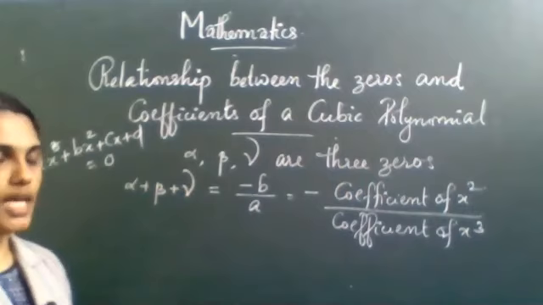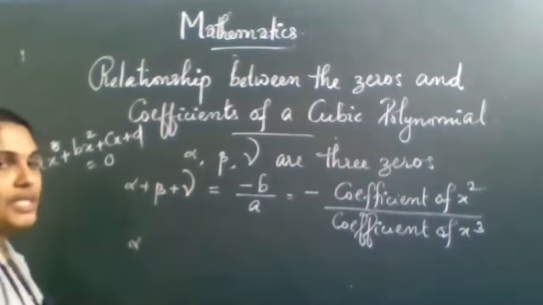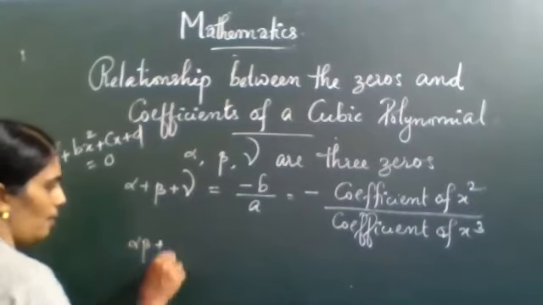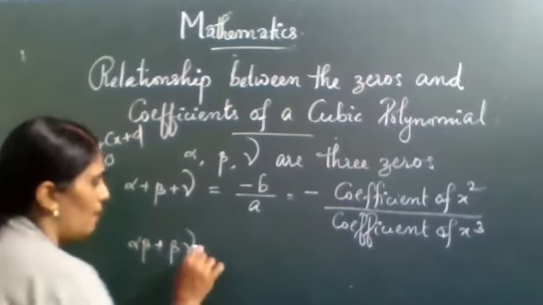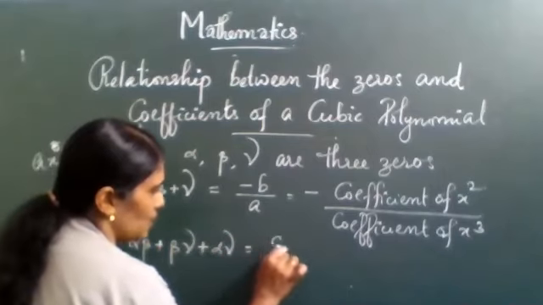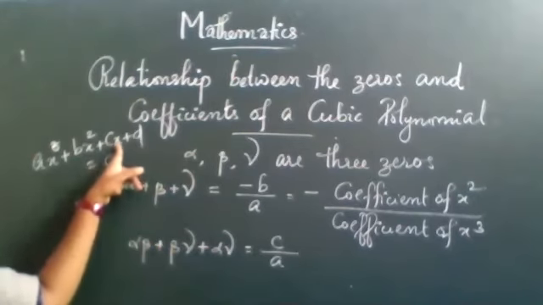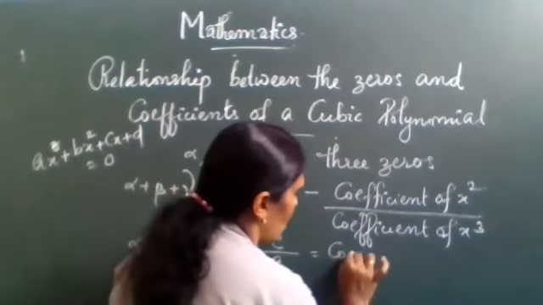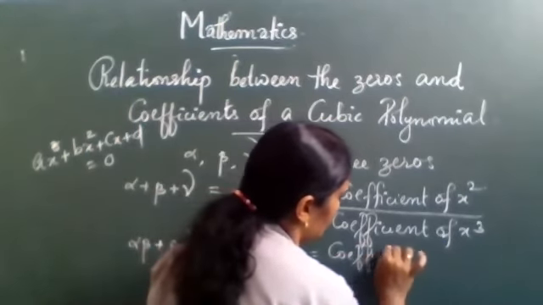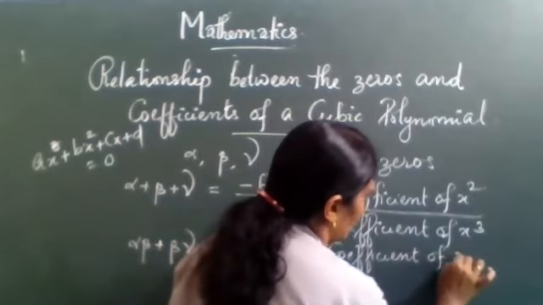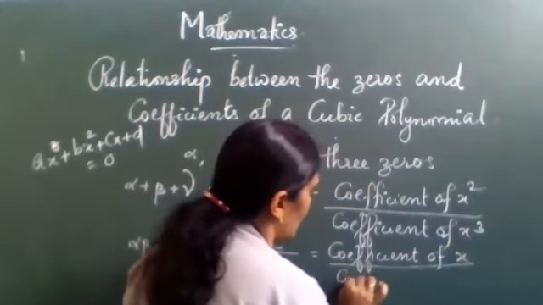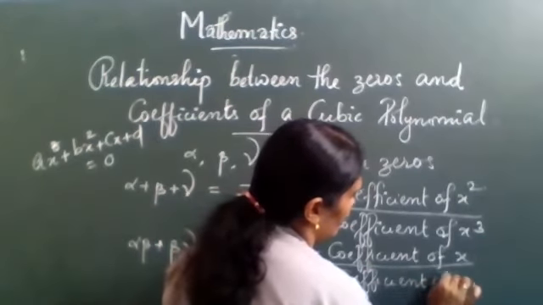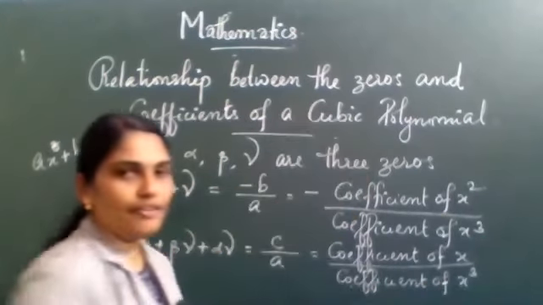Here there are 3 zeros. So the next is the sum of the product of zeros. That is alpha beta plus beta gamma plus alpha gamma is equal to c by a. Here c is the coefficient of x and a is the coefficient of x cube. So we can write coefficient of x by the coefficient of x cube.